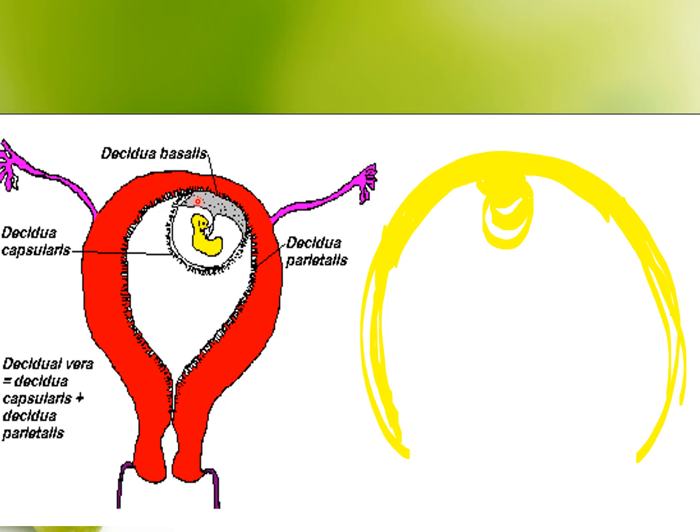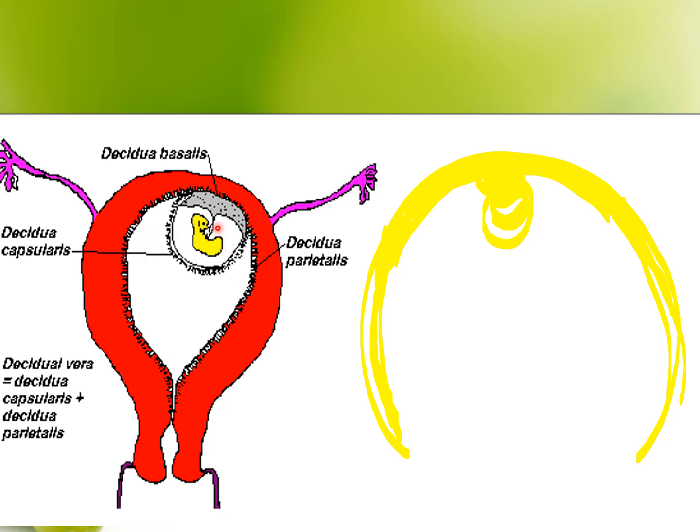And the portion of the decidua which is covering the baby, see here you can see a layer, that is known as the decidua capsularis. And here also endometrium is there. Only this portion is encroached by the baby, but here normal endometrium is there. This normal endometrium is the decidua parietalis. So decidua basalis, capsularis and parietalis.